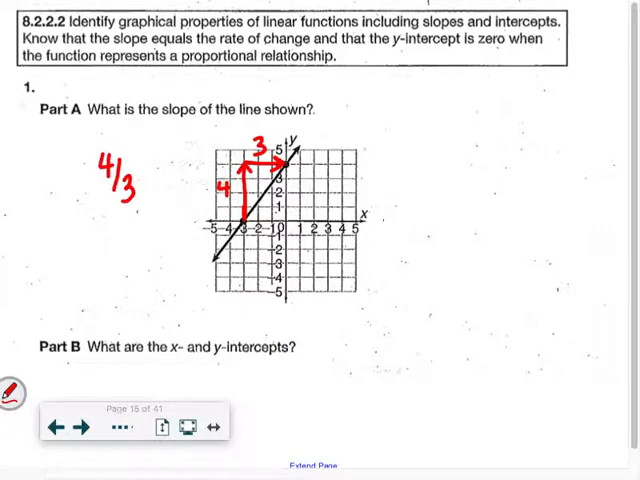Remember, when you count your slope, you can pick any 2 points that are on the line. You start at the one on the left, though. It's just like reading a word. You read words from left to right. You count your slope from left to right.